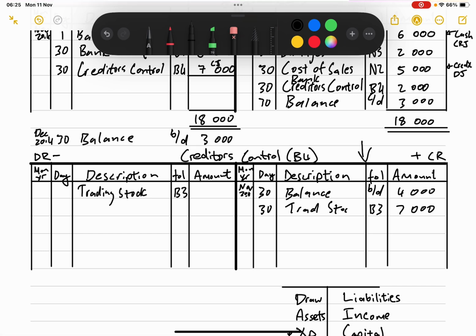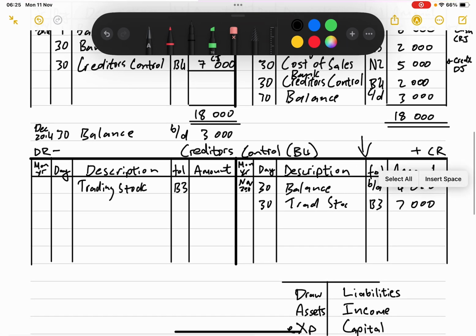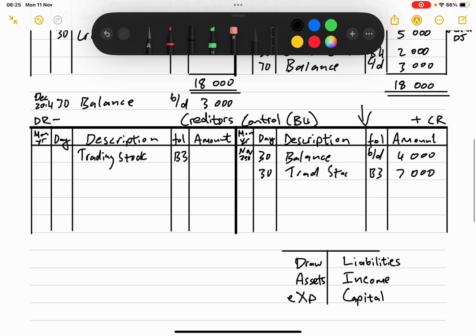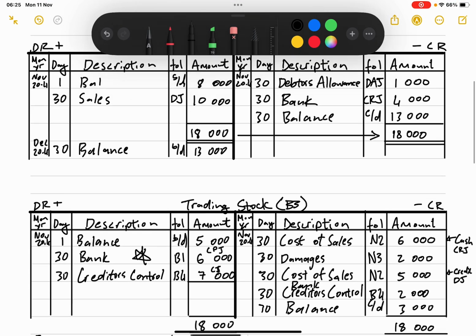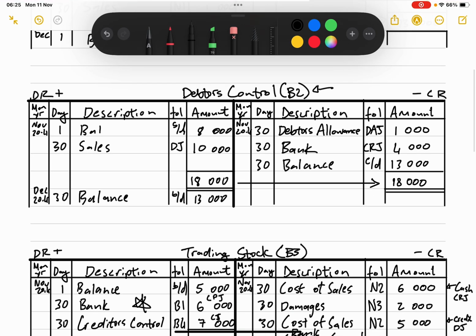Because there's no creditors allowance. There's no creditors allowance to account. That's why it's different to debtors allowance. Because debtors allowance. What am I saying?